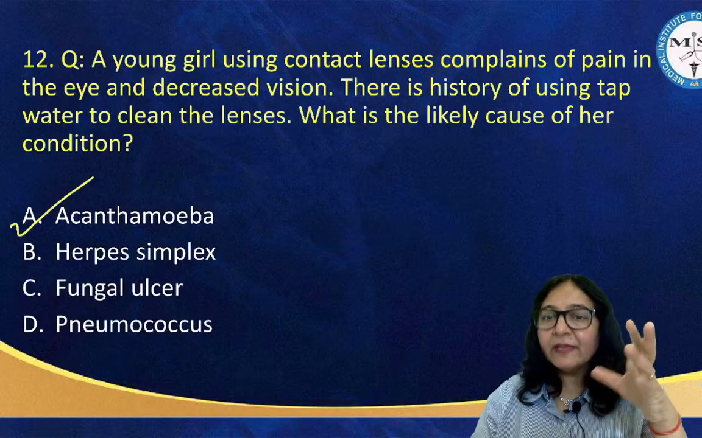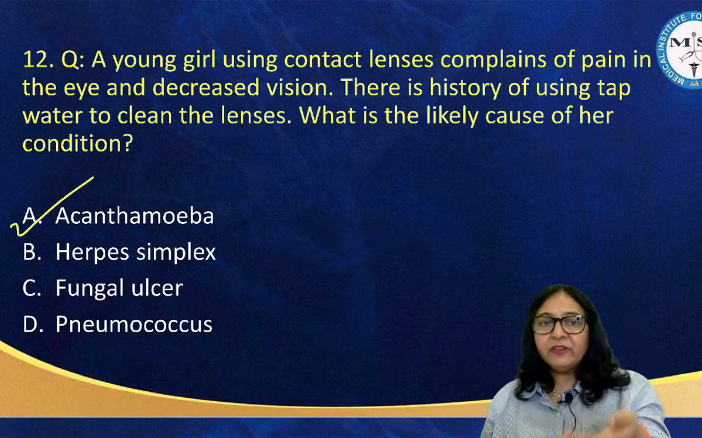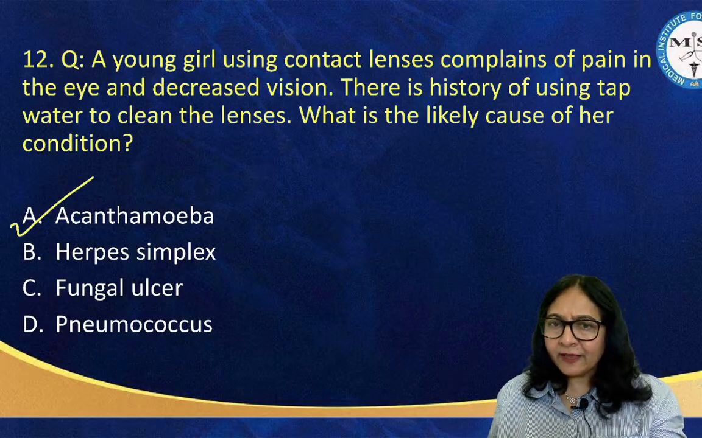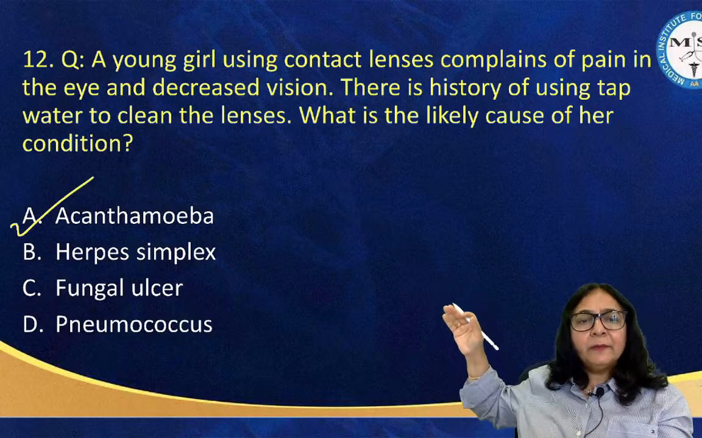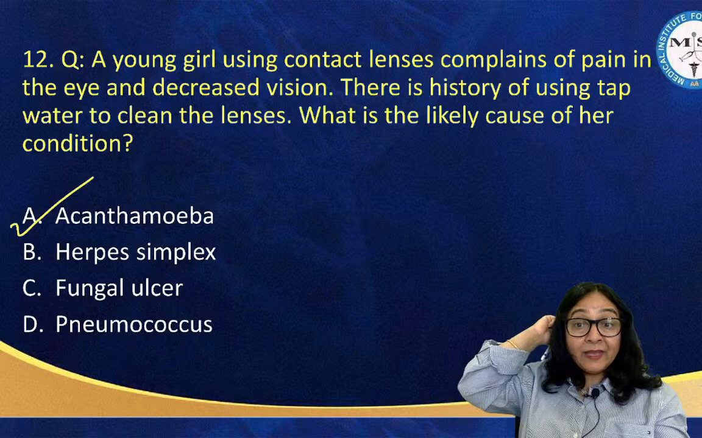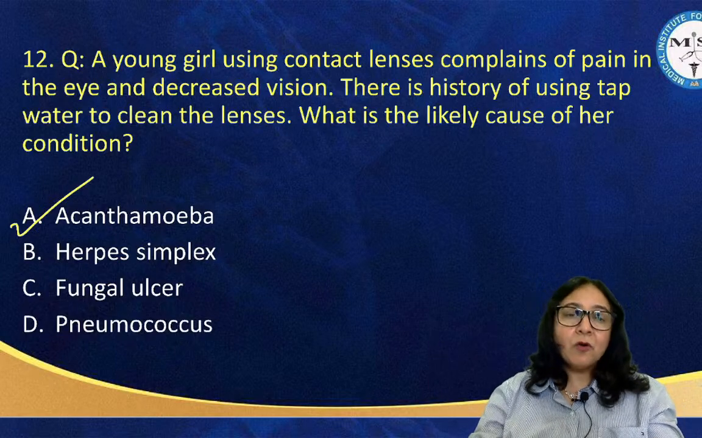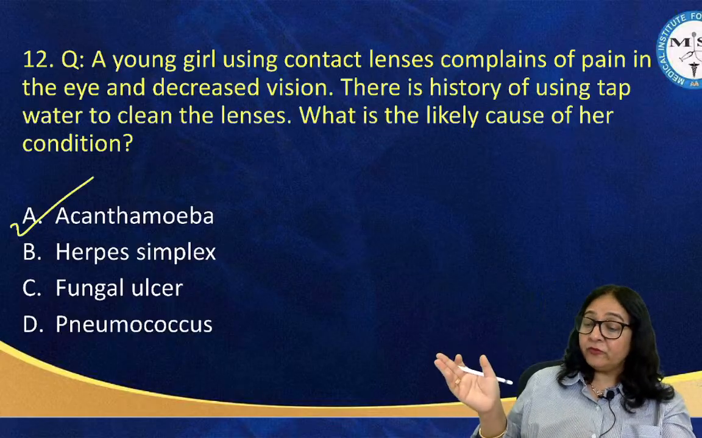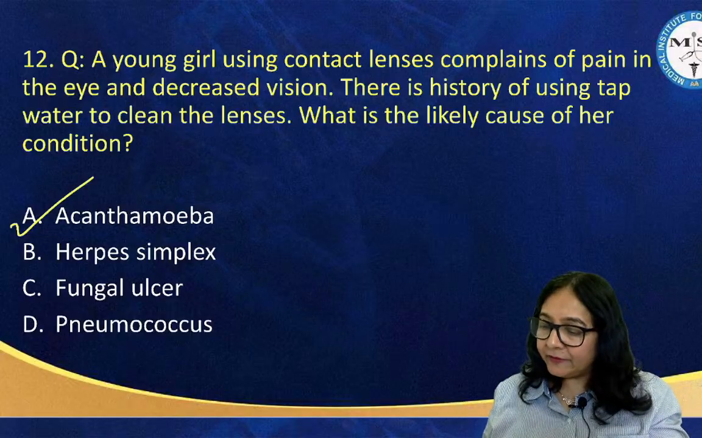So if Acanthamoeba is the only choice and Pseudomonas was not mentioned, then it becomes a very straightforward question. And I think Pseudomonas was not in the options, but Acanthamoeba was. We know herpes simplex and fungal infections do not have any additional risk factor related to contact lens use. Even pneumococcus is not the common bacterial infection which occurs. Pseudomonas is the most common. So if Acanthamoeba was there, Acanthamoeba will be the answer. Okay, ji?